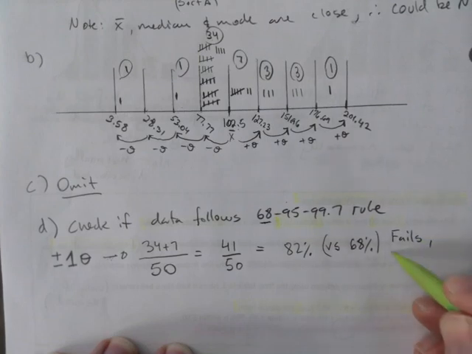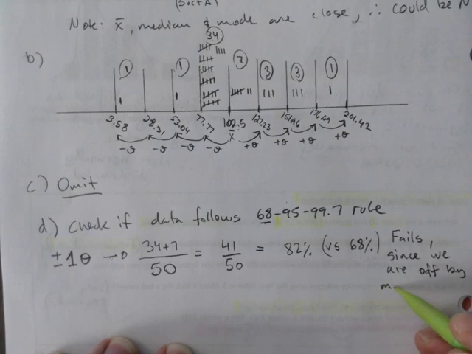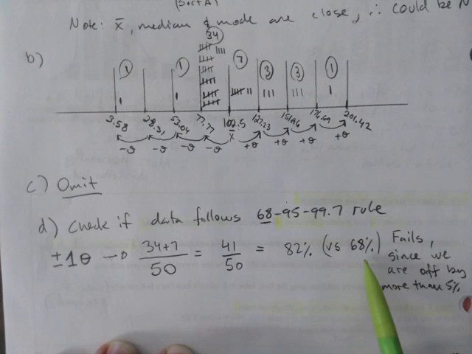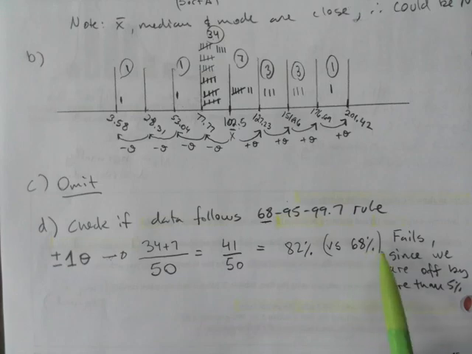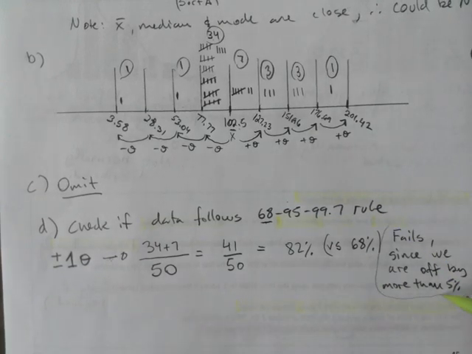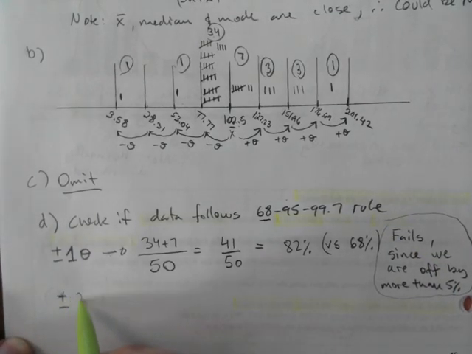Fails since we are off by more than 5%. The greatest you could be off by, if you had 73 or 63, right? Take away 5 or you're over by 5, that would have been fine, but this is you're not normally distributed. Okay. But we're gonna check for the other ones.